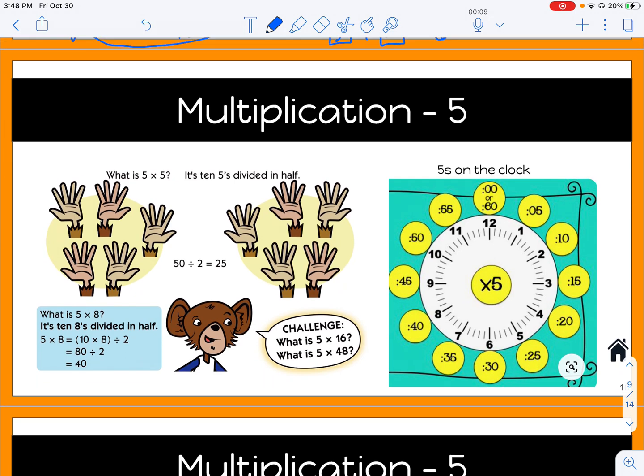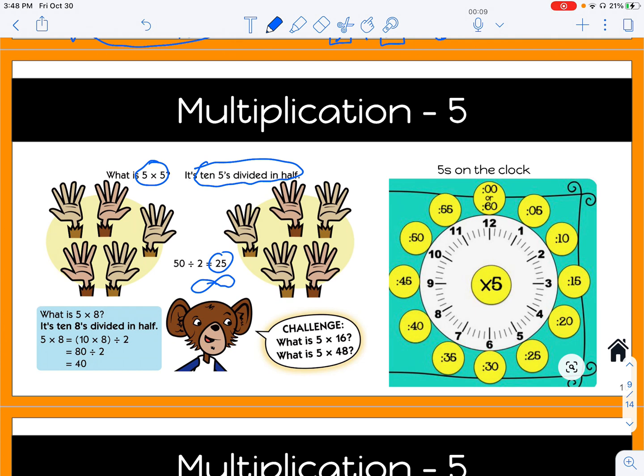If I said, what is 5 times 5? Well, it's really 10 fives divided in half. So I would say 50 divided by 2 is 25. And I can make a connection here, because you can also think about 50 in money as 50 cents. Divided by 2 would be 25 cents, because you can think of quarters. 50 cents is 2 quarters. And so 25 would be my answer here.